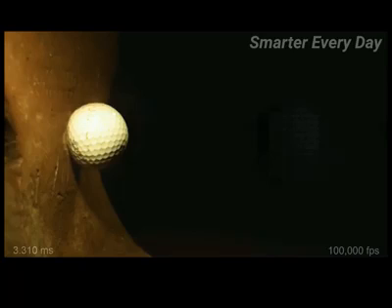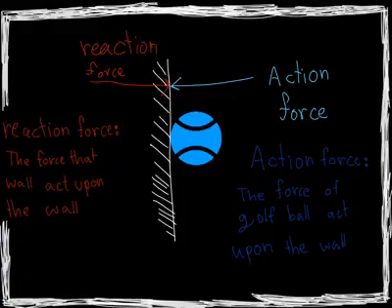For example, look at the video. As you can see, we can draw the diagram. The blue circle represents the golf ball and the white thing is a wall. The action force is the force of the golf ball acting upon the wall, and the reaction force is the force that the wall acts upon the ball. So these are the pair of forces that act together.